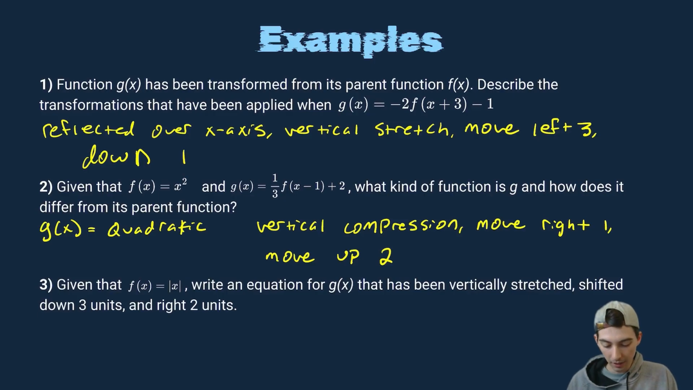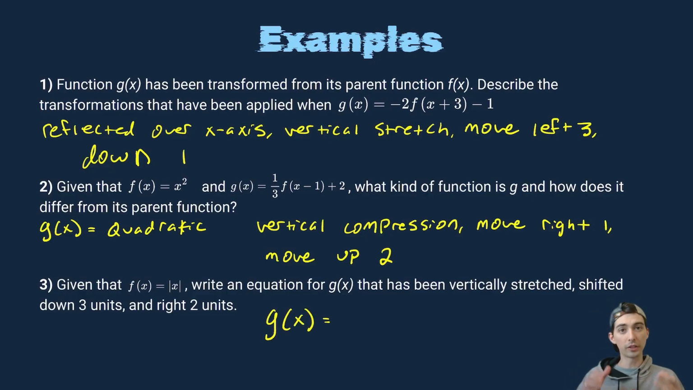Last question, number 3. We're given that the parent function is the absolute value parent function. This time we're going to write an equation for g of x that's been vertically stretched, shifted down, and right 2 units. So let's do that. So g of x, in order for it to be vertically stretched, my a has to be bigger than 1. We can pick any number that we want. So maybe we could just say 3 since that's bigger than 1.